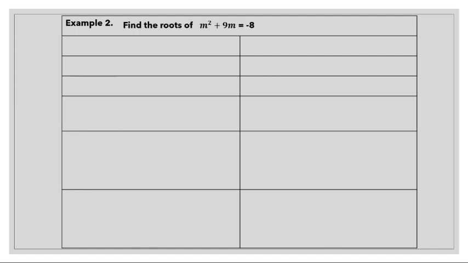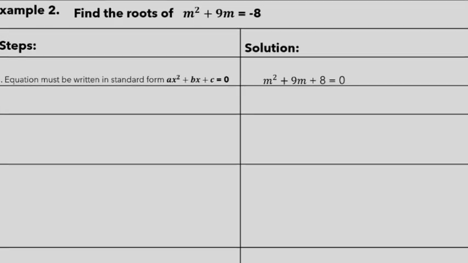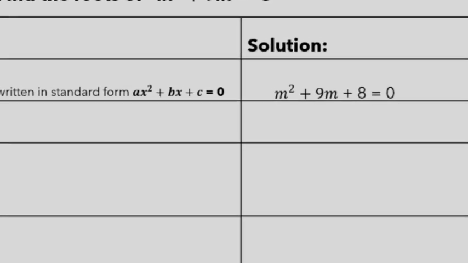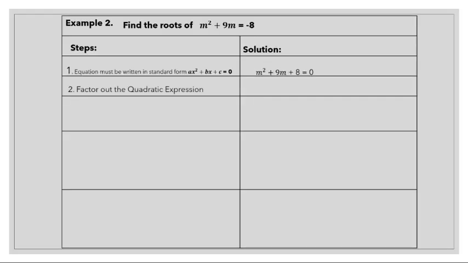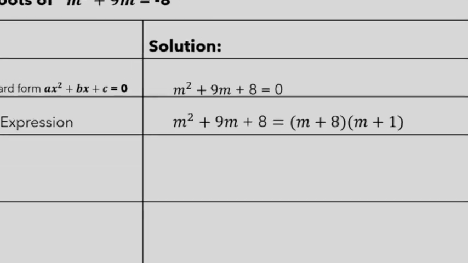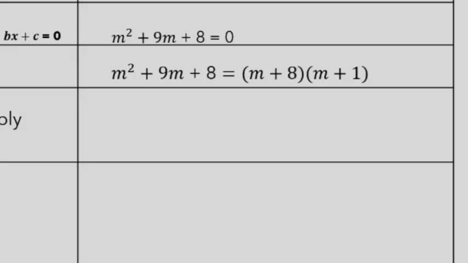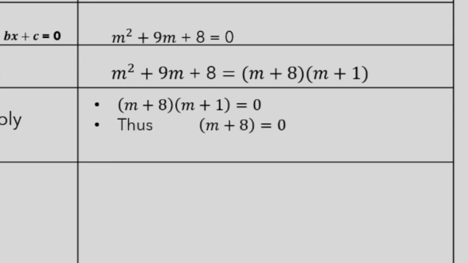Example number 2. Find the roots of m squared plus 9m equals negative 8. First step, write it in standard form. So m squared plus 9m plus 8 equals 0. Next step, factor out. The factors are m plus 8 and m plus 1. Then, equate each factor to 0. Apply the zero product property. M plus 8 is equal to 0. M plus 1 is equal to 0.